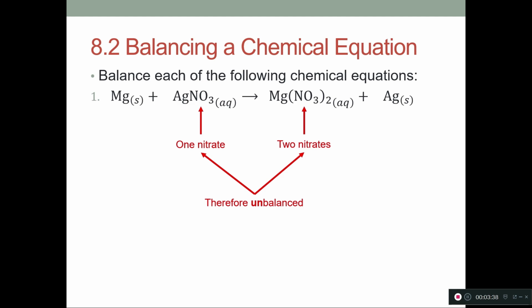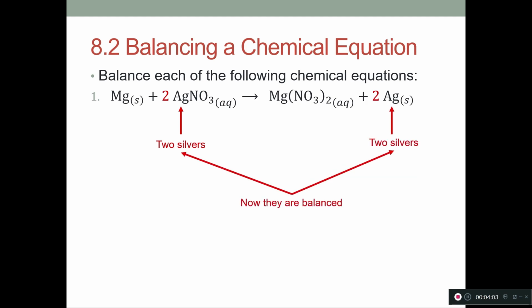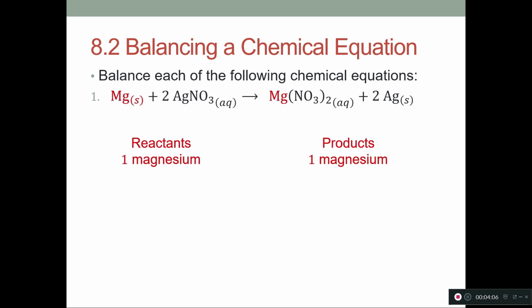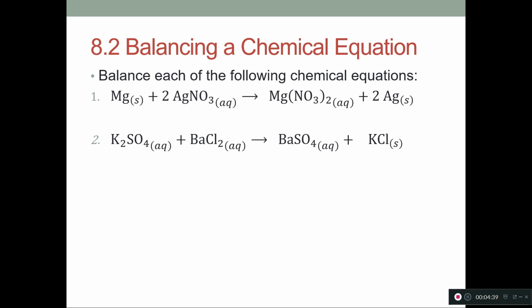So these are not yet balanced, so what we can do, put a 2 in front of that silver nitrate, and so what that does is we end up now with 2 nitrates in the reactants, which means that the nitrates are now balanced in this reaction. But we see that we now have 2 silvers here and 1 silver over here, so that means these are unbalanced. So what we can do, put a 2 in front of that silver, and so that will make these now balanced. And so what we see, we have 1 magnesium in both the reactants and products, 2 silvers in both the reactants and products, 2 nitrates in both the reactants and products, and that means that this reaction is balanced. So let's take a look at our second one here.